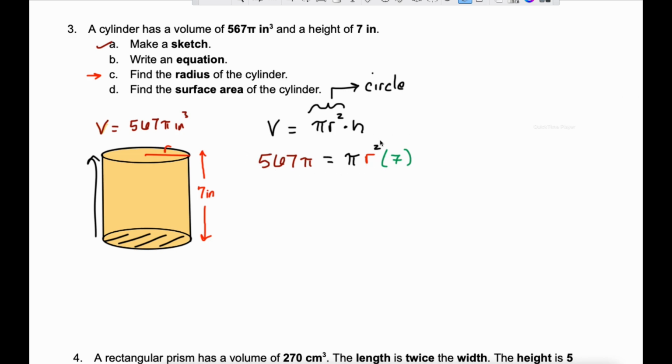Okay, so we look at this equation. We only have one variable, one unknown, and we can find r. We can isolate r and solve it. So what do we see that pops out that we can cancel out? I hope you see it's the pi. We can divide pi out of everything here. Now we have 567 on the left, r squared on the right, and this 7. What should we do with this 7? Let's divide it out.